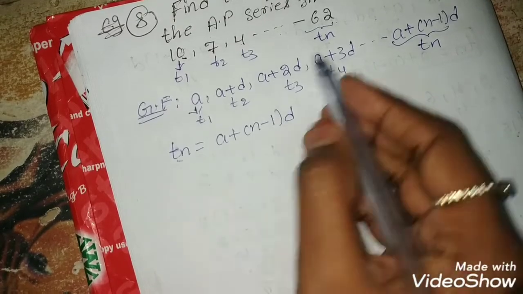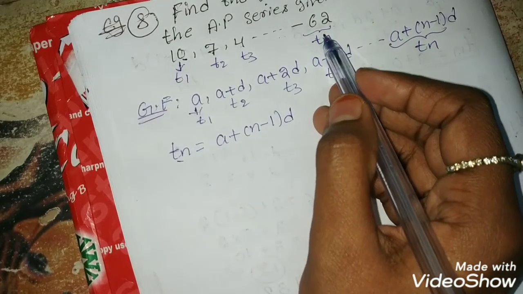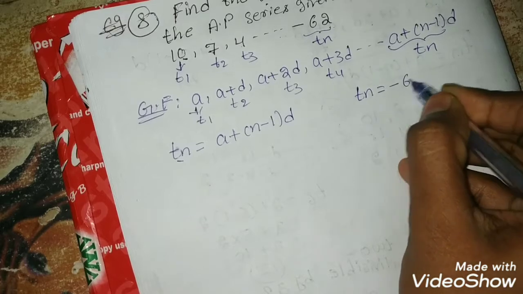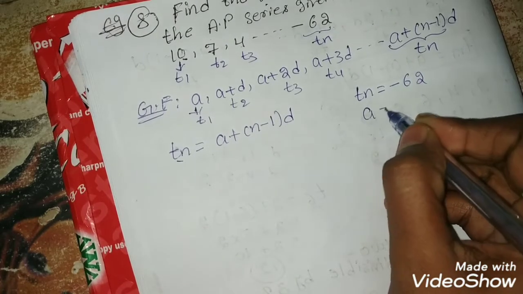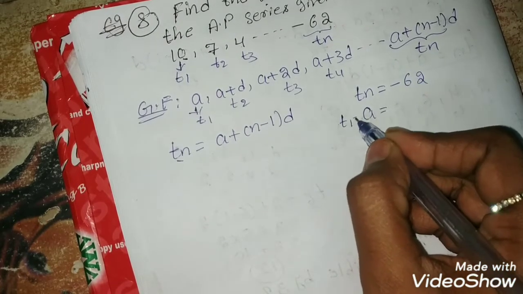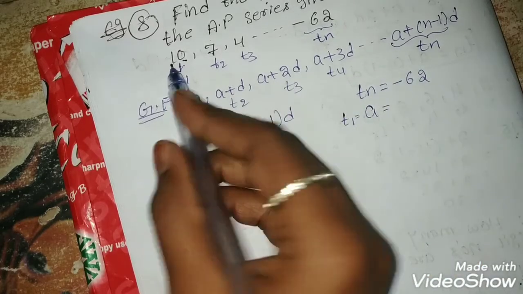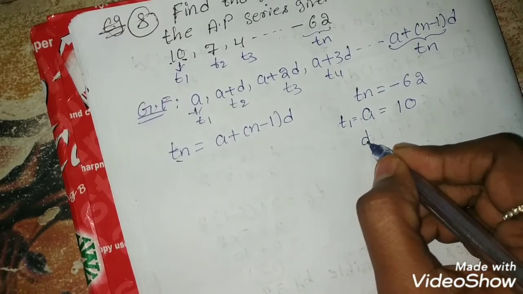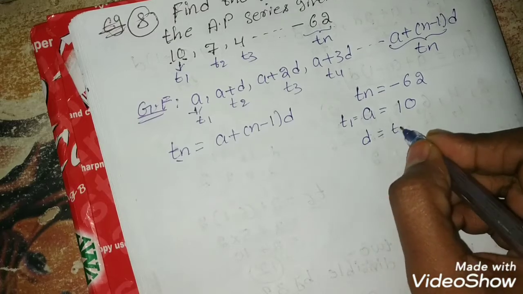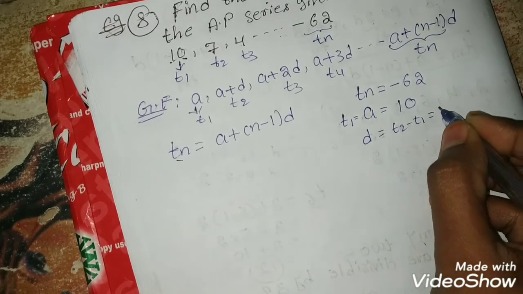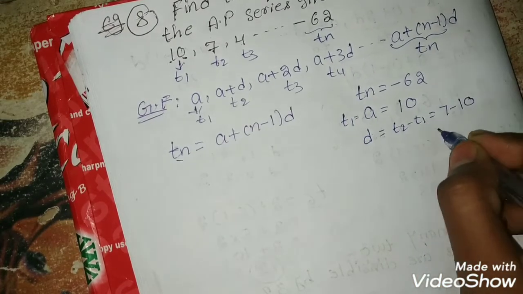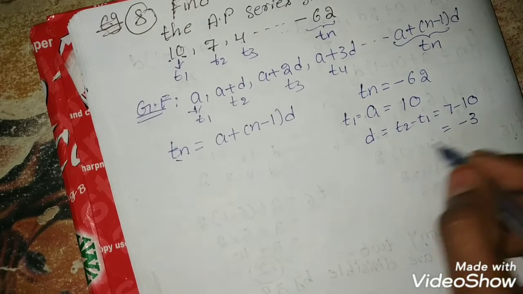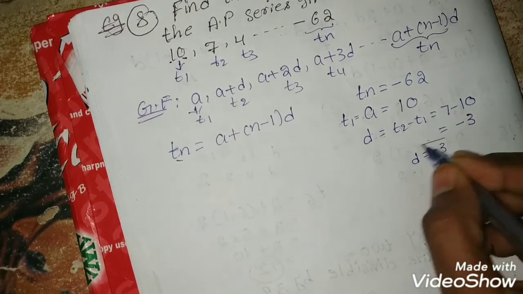Okay, so what is term n here? Tn is minus 62. And a is equal to what? This is the first term, T1 is equal to a is equal to what? 10. Very good. And what is d? d is the common difference, no? So T2 minus T1 is equal to 7 minus 10. What is our answer? Minus 3 is the difference. So d is equal to minus 3.